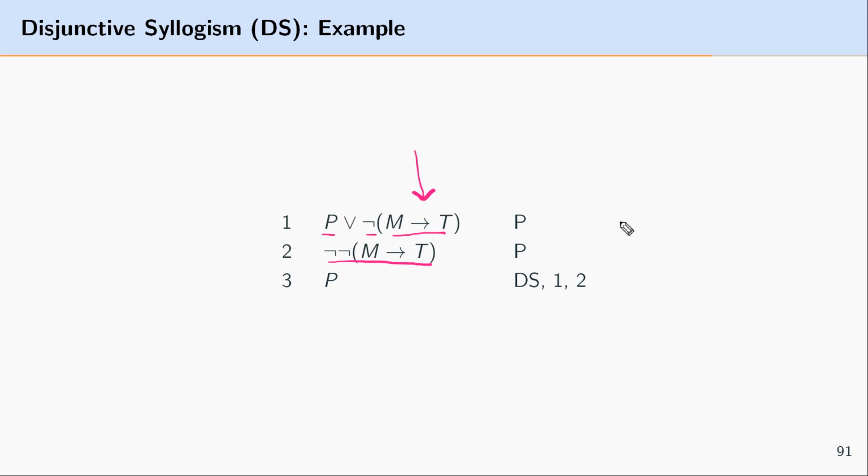And since disjunctive syllogism states that if you have a disjunction, and the negation of one of the disjuncts, then you can reason to the other disjunct, we can derive P at line 3 using disjunctive syllogism on lines 1 and 2. A final example involves robbery.